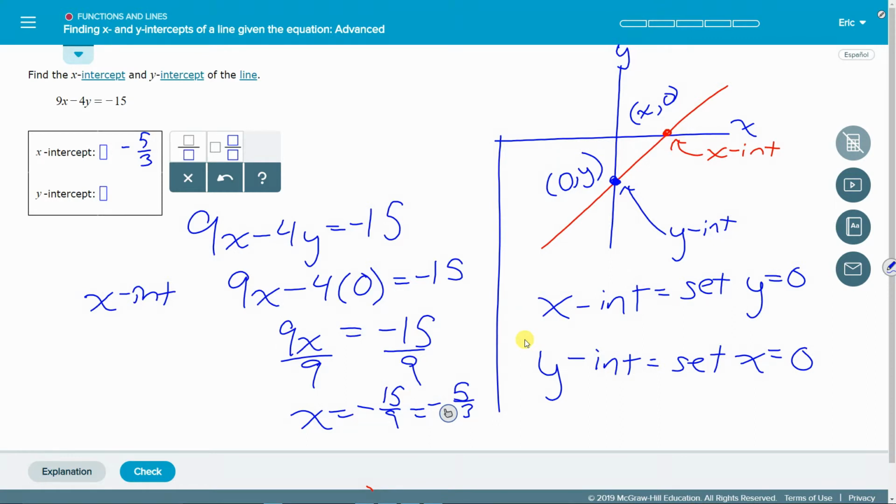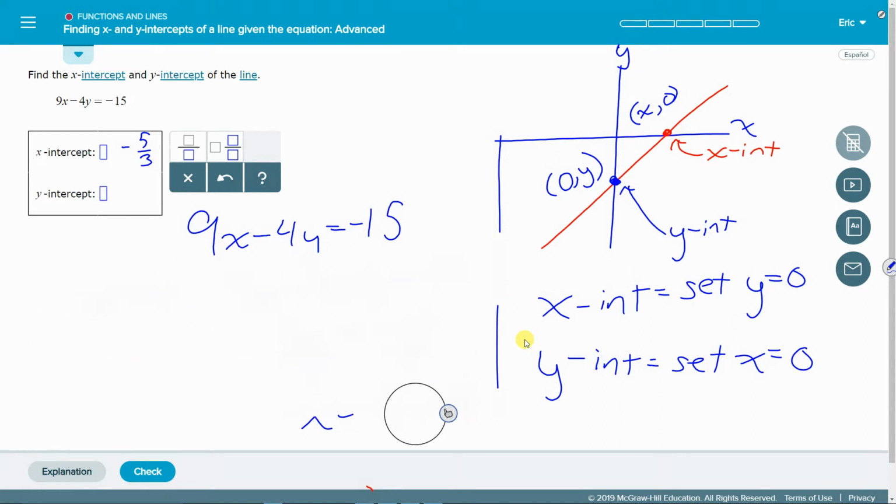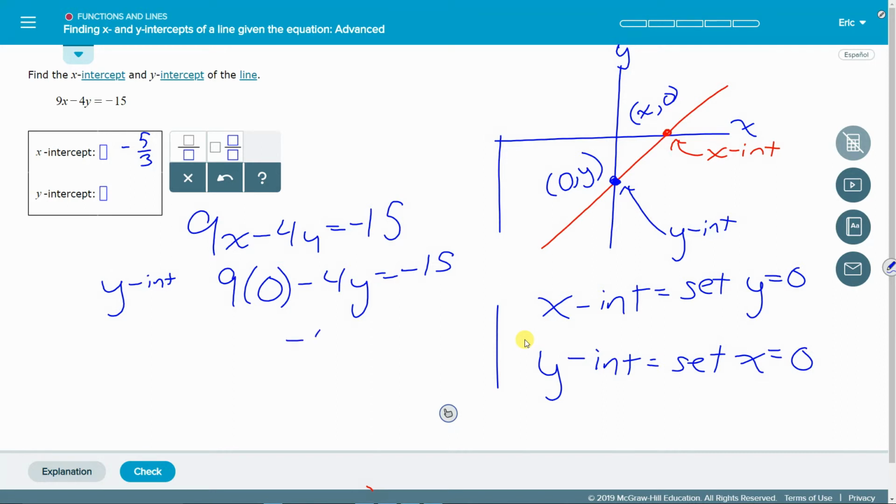My y-intercept is the same problem, but this time my x equals 0. And now I solve. 9 times 0 is 0, so negative 4y equals negative 15. Divide by negative 4. y equals positive 15 fourths, which cannot be reduced. And that's how you find x and y intercepts.